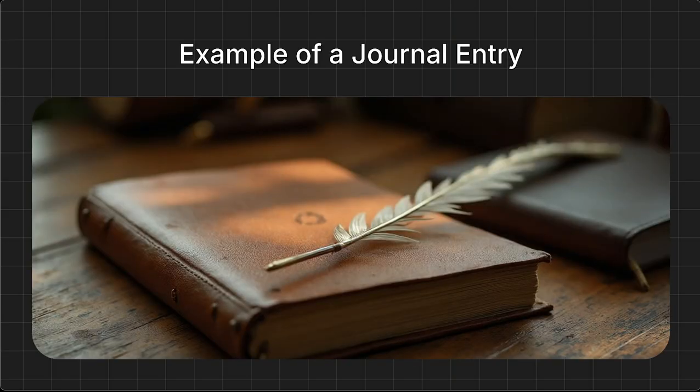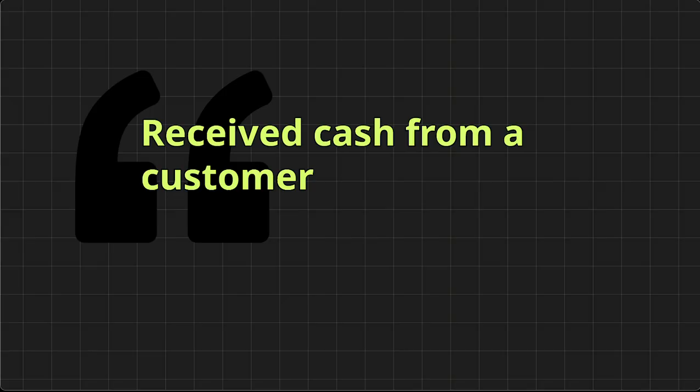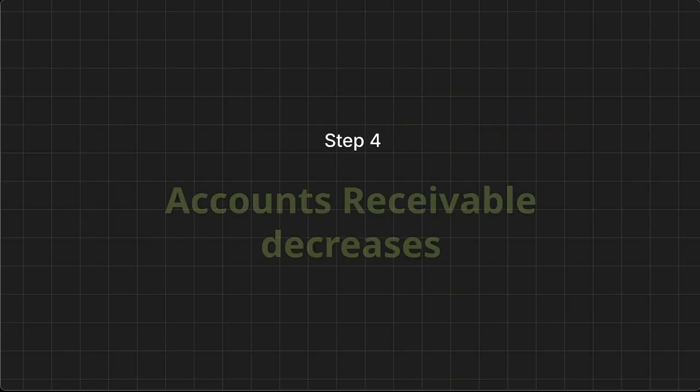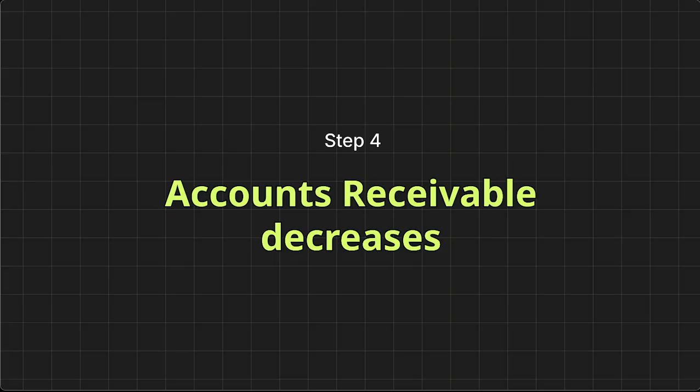Example of a journal entry. Case. November 5th, 2025, the company received cash from a customer worth 1 million rupiah for payment of an outstanding receivable. Analysis. Cash increases, debit. Accounts receivable decreases, credit.